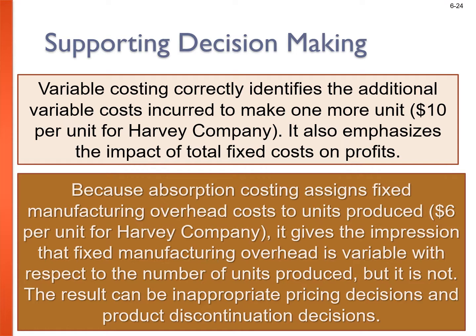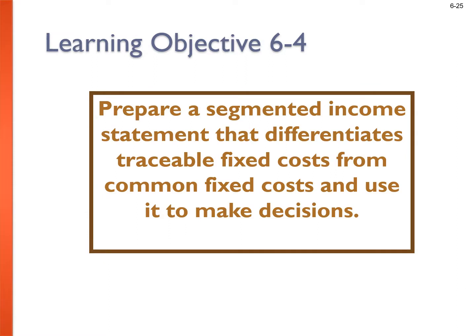Because absorption costing assigns fixed manufacturing overhead costs to units produced, that's $6, it gives the impression that fixed manufacturing overhead is variable, but it isn't. We just came up with that $6 by taking the total amount divided by the total number of units. So the result can actually be inappropriate for pricing decisions and product discontinuation decisions. So some negatives about absorption costing compared to variable. So that's our comparison of absorption to variable.